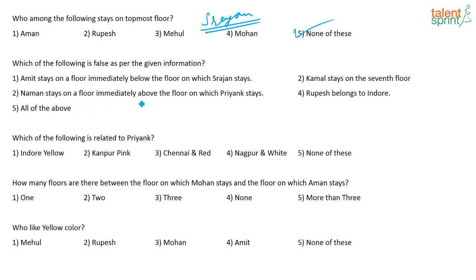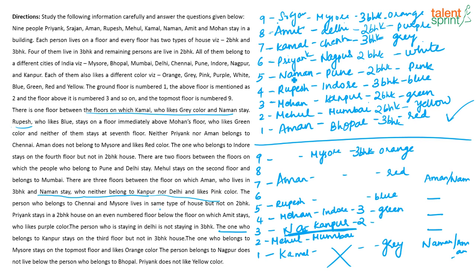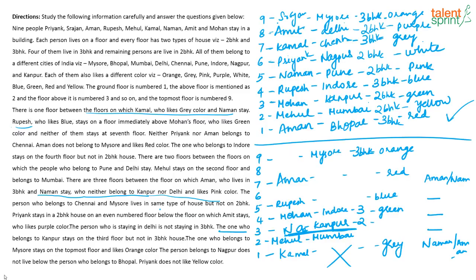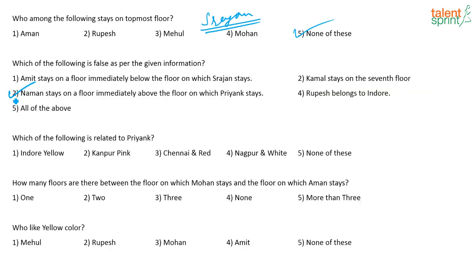Naman stays on a floor immediately above the floor on which Priyank stays. No, Naman stays on a floor immediately below the floor on which Priyank stays. So this is your false option. Rupesh belongs to indoor, that is true. So the false one as per the given information is option 3.